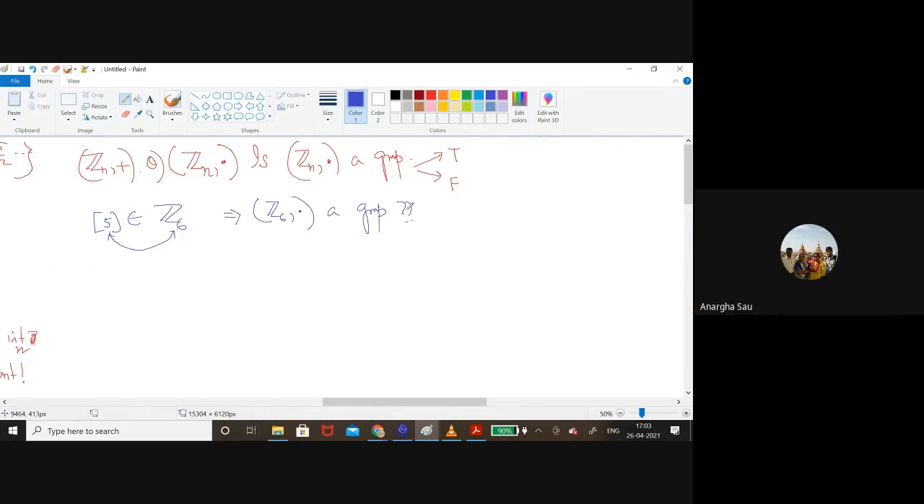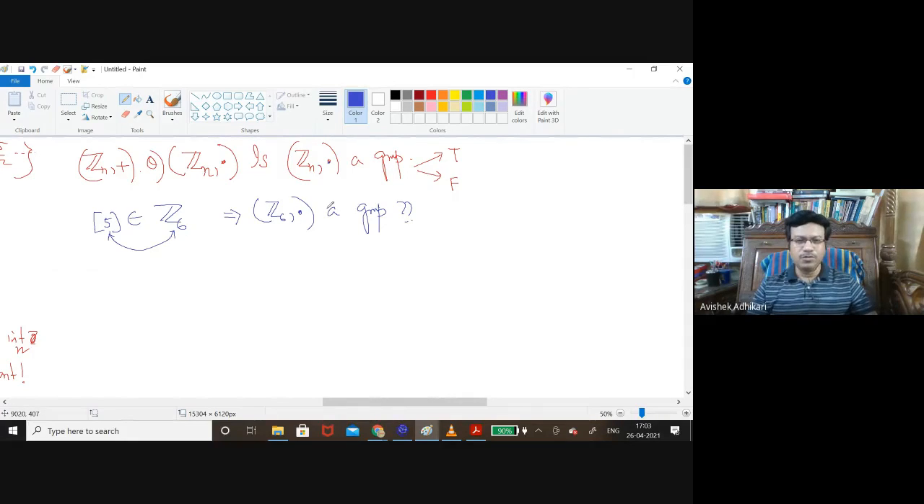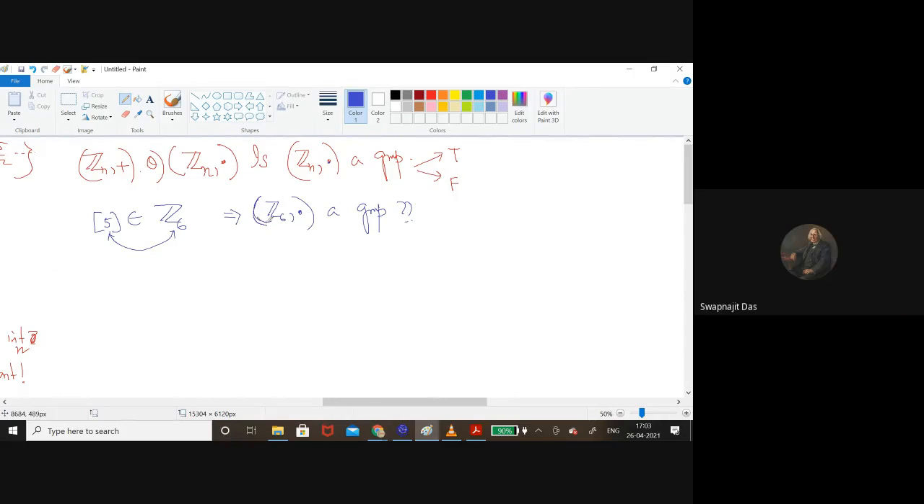Its elements are 1 bar and 5 bar, and so what you told is actually the group. That is perfectly correct, but that should not be Zn with respect to dot. That should be Zn star. Okay, I understand what you want to mean.